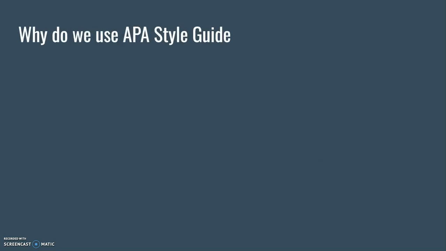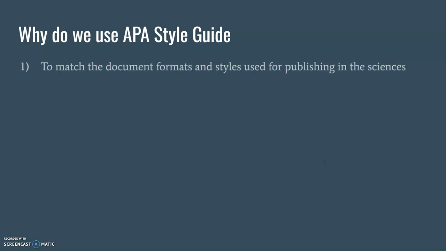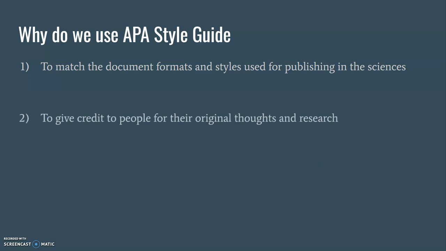So the first thing we want to review is why do we use the APA Style Guide? For the most part, it's because we are trying to use the formats that they require for professionals to publish in whenever they're sending their work out to journals. Another reason is because it's very important in our culture and our society to give credit to the people who have had these original thoughts or research. And also to avoid accusations of plagiarism is kind of the main reason you're probably using this, I guess, as a student.